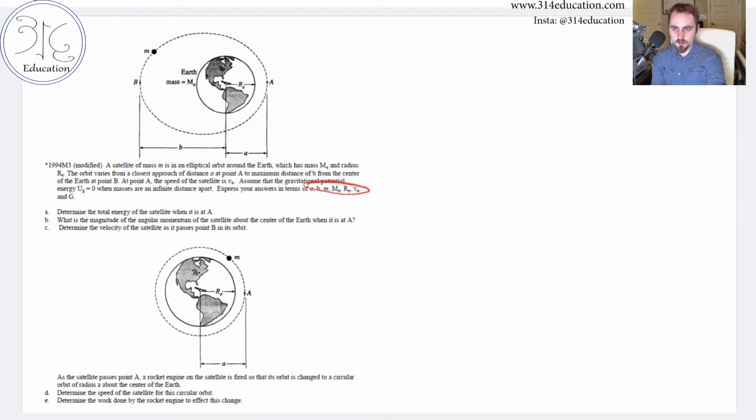So in terms of our major and minor axis, if we want to get all fancy about our elliptical terms here, that's just going to be our a and b. In terms of the mass of the satellite, mass of the Earth, radius of the Earth, and the initial velocity, that is velocity at point A. That's actually going to be our maximum velocity. So we want to determine the total energy of the satellite when it's at A.